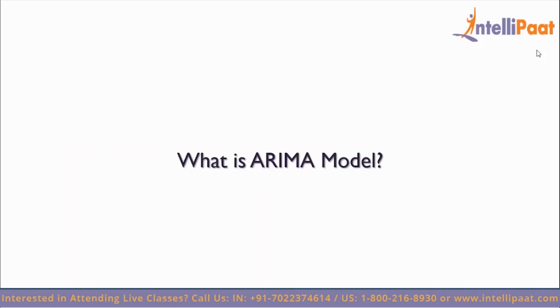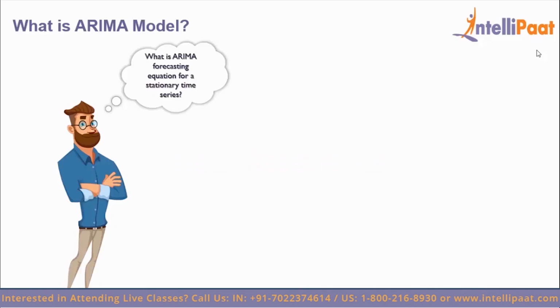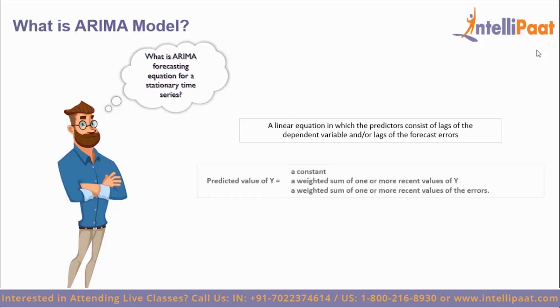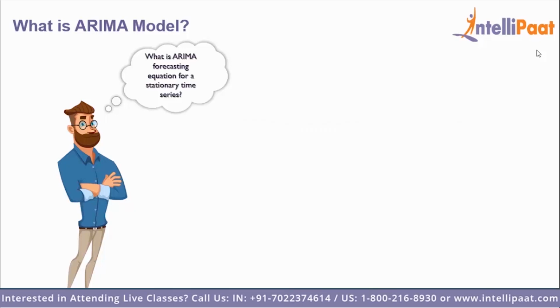So what exactly is an ARIMA model? The ARIMA forecasting equation for a stationary time series is linear, that is, a regression-type equation in which the predictors consist of lags of the dependent variable or lags of the forecast errors. That is, the predicted value of y is equal to a constant or a weighted sum of one or more recent values of y or a weighted sum of one or more recent values of the errors. The acronym ARIMA is descriptive, capturing the key aspects of the model itself.